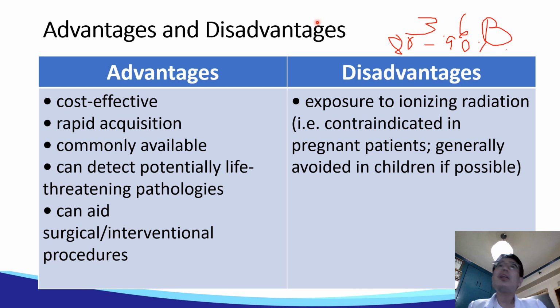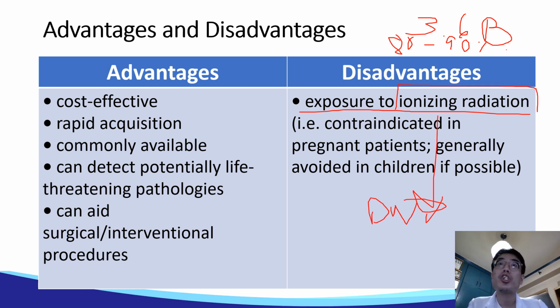In addition, X-rays can also assist in the conduct of surgical and interventional procedures such as biopsies. The obvious disadvantage of X-rays is, of course, the exposure to ionizing radiation. Ionizing radiation, simply put, is a kind of radiation which can cause some degree of DNA damage. The amount of radiation exposure in our average chest X-ray, fortunately, is very, very small. Our unit for radiation exposure is called the sievert or Sv, and one adult chest X-ray is equivalent to just around 0.1 millisieverts.